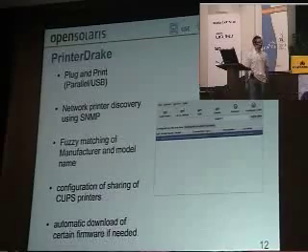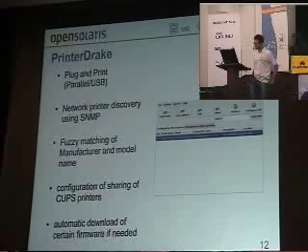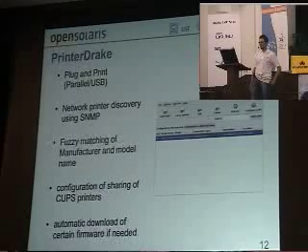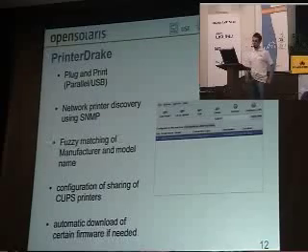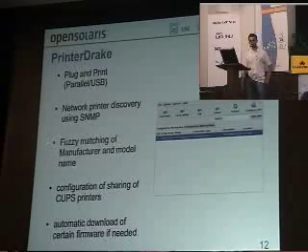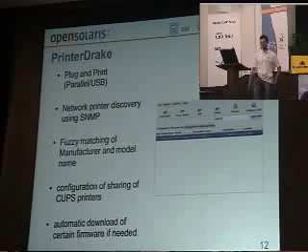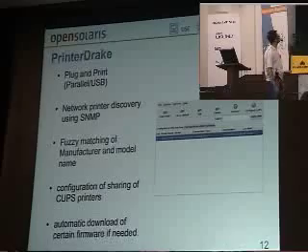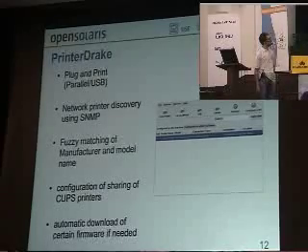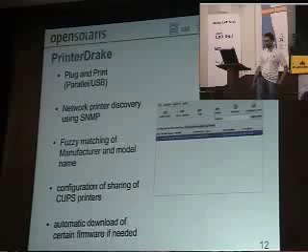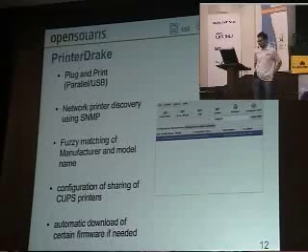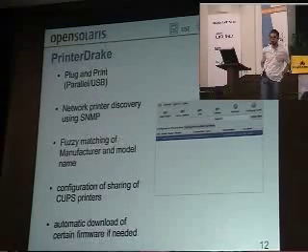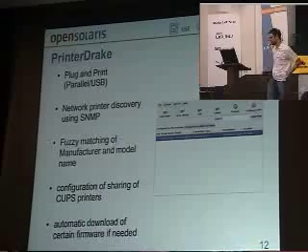Okay, the next UI was Printer Drake. This was integrated in Mandriva, so it's actually quite nice. Once someone plugs in the USB printer, it discovers it automatically and adds the printer queue to the system. It can discover printers using SNMP protocols. Users can search for printers using fuzzy matching. And it also has the ability to automatically download firmware and drivers if they are not on our system.